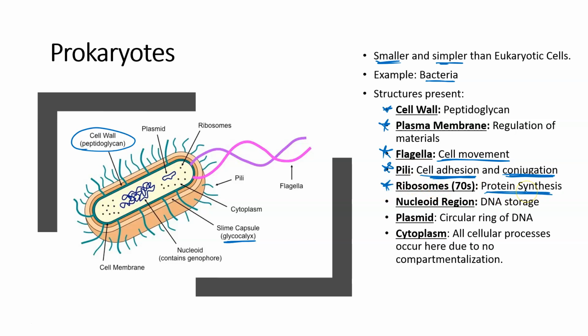So ribosomes are those structures in any cell that produce protein. So they are the site of protein synthesis. In prokaryotic cells, they go through protein synthesis utilizing these 70S ribosomes, whereas eukaryotic cells are going to be 80S ribosomes.